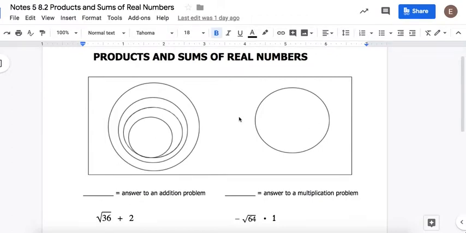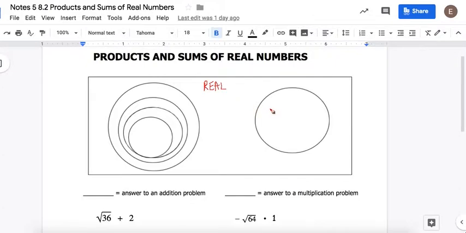Welcome to my video on products and sums of real numbers. So we've been talking about real numbers for the last 2 days. And once again, we're going to revisit our Venn diagram. So we call all these real numbers.